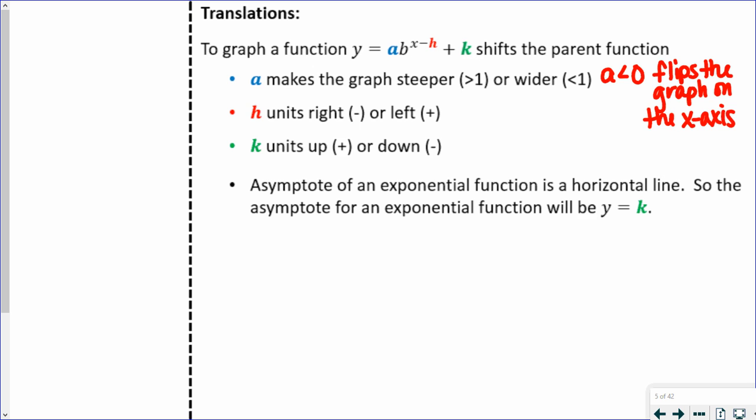So that's what we learned in functions chapter. H will occur up in the exponent. And remember, the h is right or left, but it's opposite of what it looks like. So you go to the right if it's a minus h, and you go to the left if it's a plus h. And the k value, just like we talked before, is at the very end, and you keep the sign. So you go up if it's plus k, down if it's minus k. And then your asymptote for exponential functions is that horizontal line, and it's always y equals whatever that k value is at the end. Keep the sign.